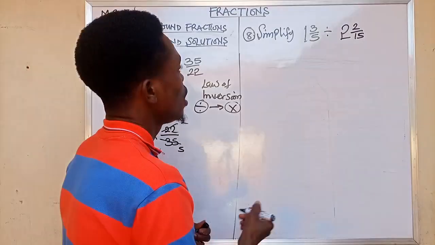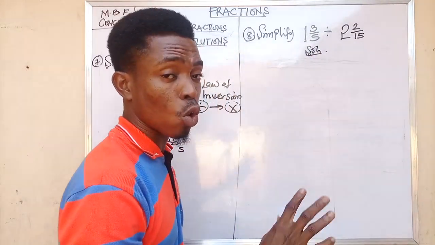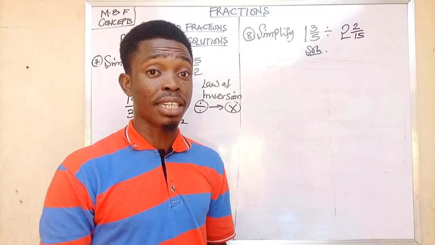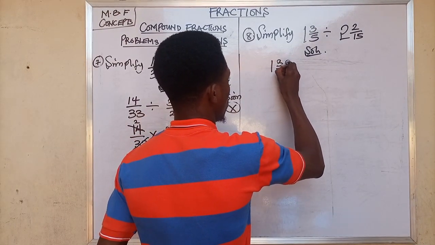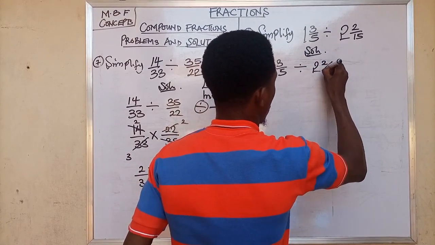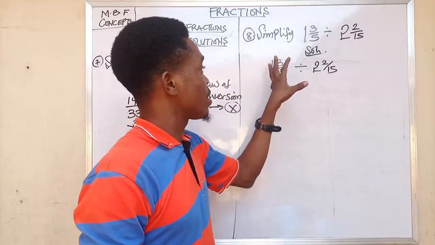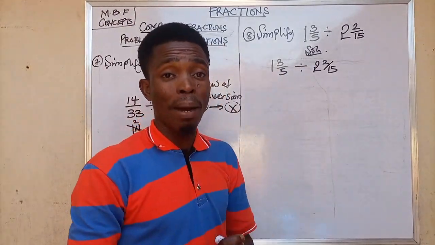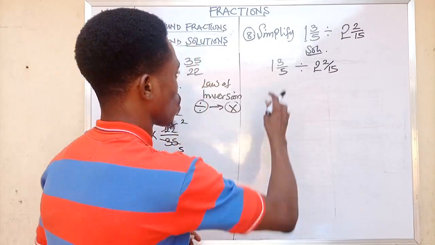Now guys, let's go. You understand that the first thing you do to mixed fractions is to convert them to improper fractions before you can do anything, right? Now we have this: 1 whole number 3 over 5 divided by 2 whole number 2 over 15. Guys, what do we do here? The first is to convert this to a fraction.